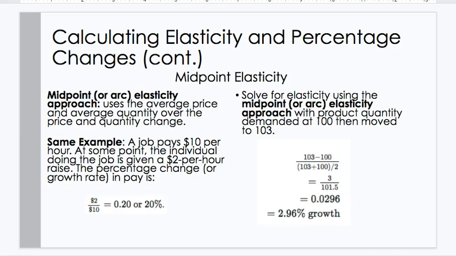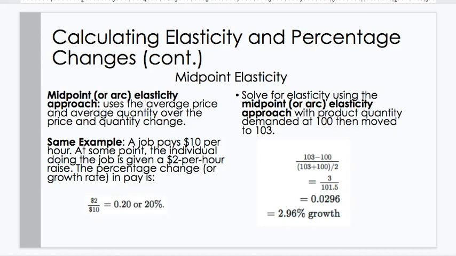Now let's try the midpoint elasticity, or arc elasticity, approach. It uses the average price and the average quantity over the price and quantity change. Same example: a job pays $10 per hour. At some point, the individual doing the job is given a $2 per hour raise. The percentage change or growth rate in pay is $2 over the $10, 0.2 or 20%.